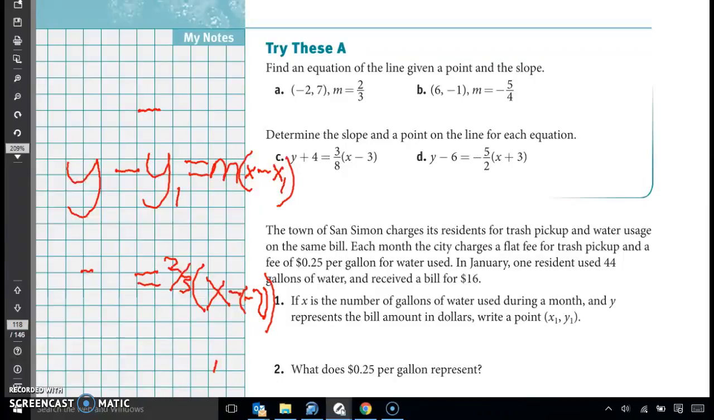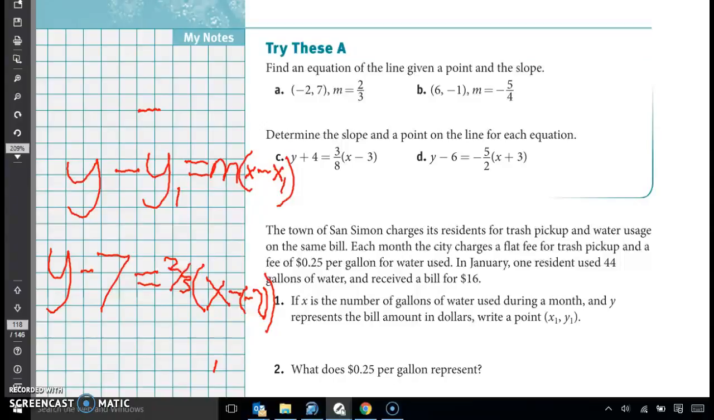Yep. All right, so I skipped the Y. What goes in for plain old Y? Nothing. Excellent. So plain old Y comes down. That's our output, our dependent variable. What goes in for Y1? 7. All right, so now we have Y minus 7 equals 2/3, parenthesis X minus a -2.